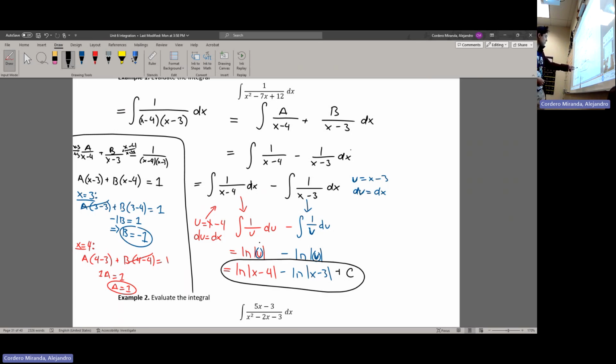If you don't believe me, take the derivative of this red minus blue. You should end up with these two fractions, which add up to be this fraction right here. All right, hopefully that makes some sense. Next example is similar.